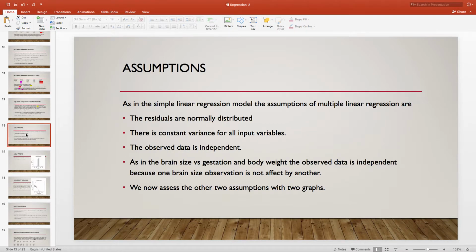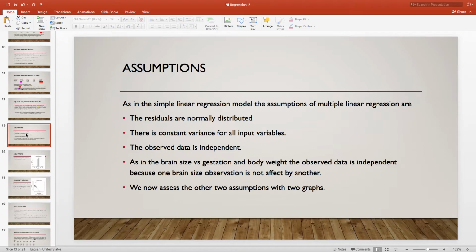Okay, so when you do this analysis, it's important to keep in mind that there are assumptions, just like in the simple linear regression. And the assumptions are nearly identical. It's that the residuals are normally distributed. There's constant variance across all the input variables. And the data is independent, i.e. it's a random sample of the population. Okay. So it's reasonable to believe that the data is independent. One population's brain size should not affect another mammal's or population's brain size.